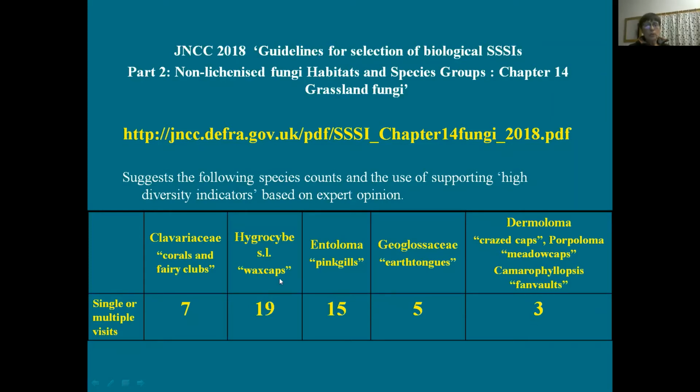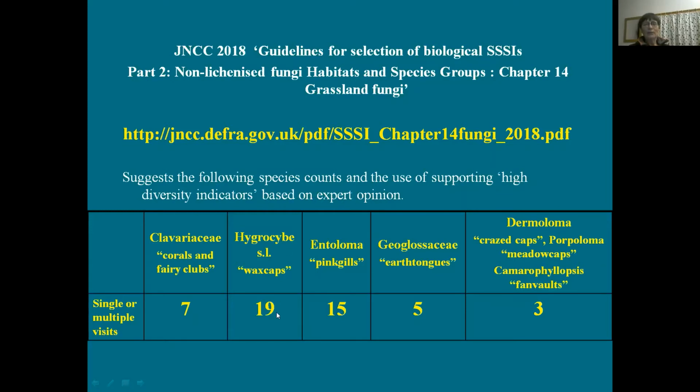The one that you will be most interested in, as most people are, is the waxcaps, because there are a lot of quite good textbooks on them and some fairly straightforward keys that you can access online. But you can see here almost a reflection. You need at least 19 waxcaps in your grassland for it to be considered worth a closer look. And in addition, you need to have high diversity indicators. Here you go. And that is actually based on expert opinion.